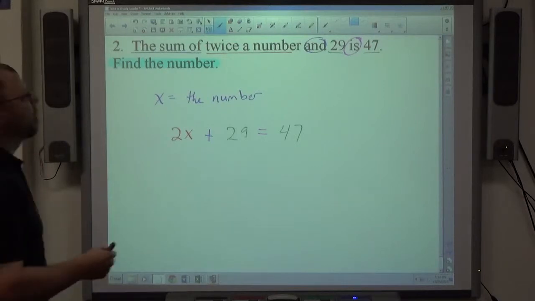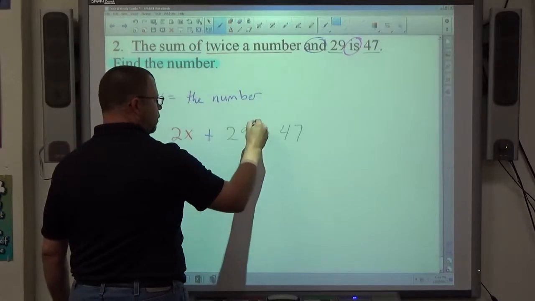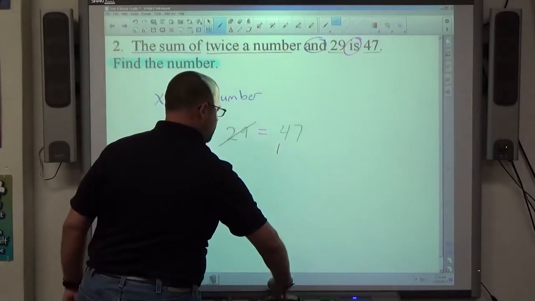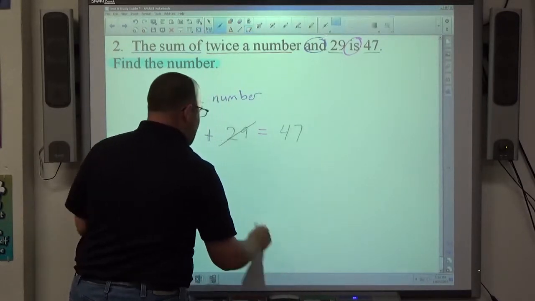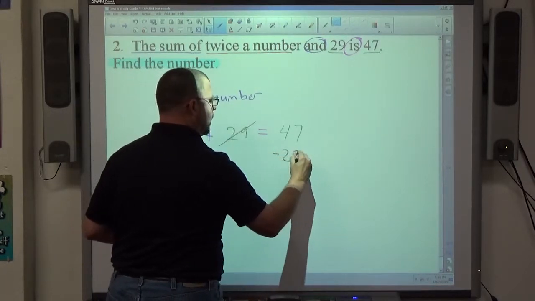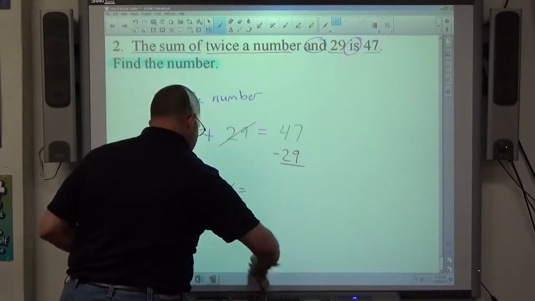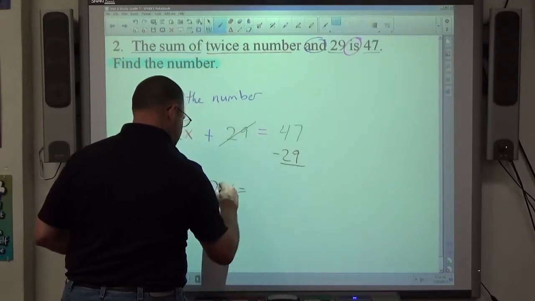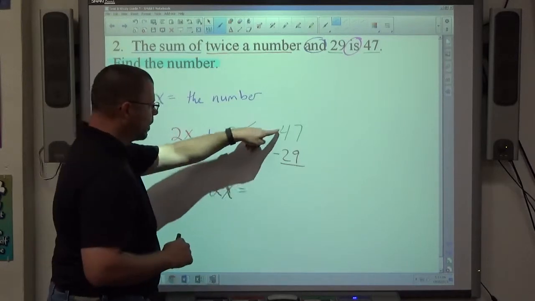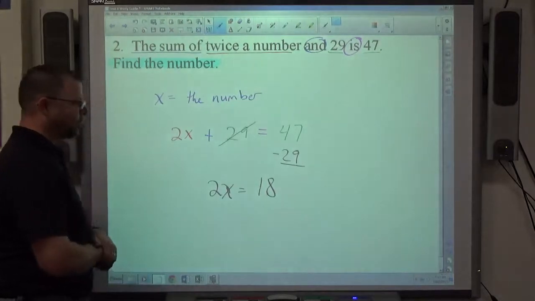Once you've written the equation properly, job 2 is to solve the equation. 2x plus 29 equals 47. I'm going to move the 29 over to the other side. Anytime we move across the equal sign, the sign changes, so positive 29 becomes negative 29. 2x is left on the left-hand side. And 47 minus 29, I'm going to subtract because the signs are different, and 47 is bigger, so it's positive.